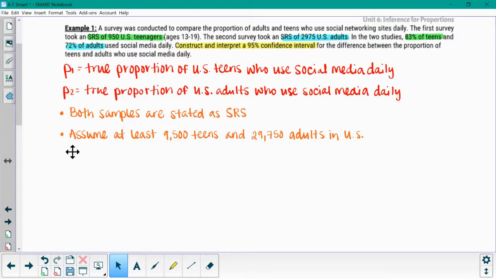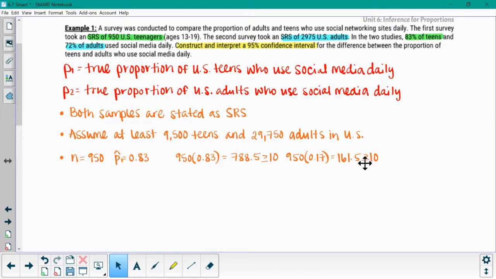So I'm going to work with teens first. n is equal to 950. p1 hat is 83%. So I'm going to multiply these two things together, and that's going to give me 788.5, which is greater than 10. Same thing, 1 minus 0.83 is 0.17. So when I multiply these two together, the number of fails I could foresee is 161.5, which is greater than 10 as well.